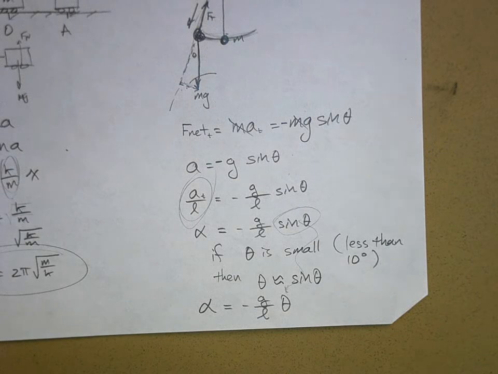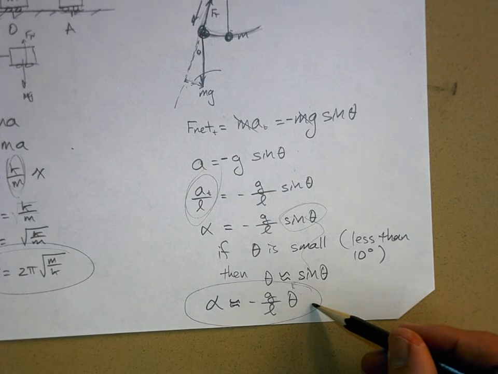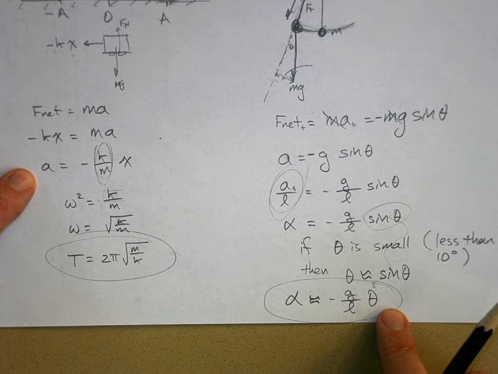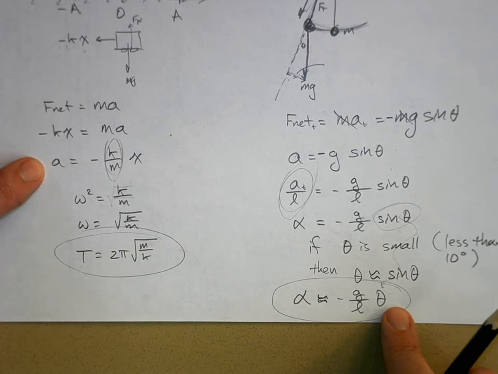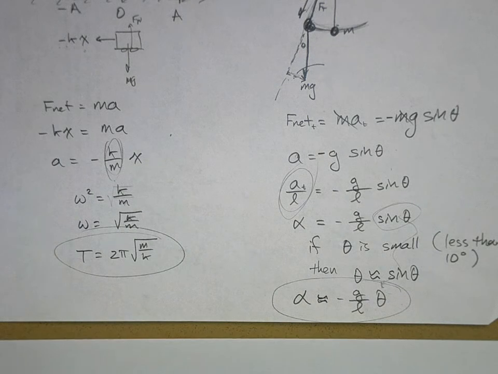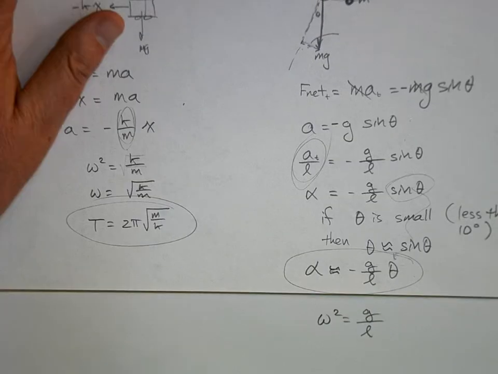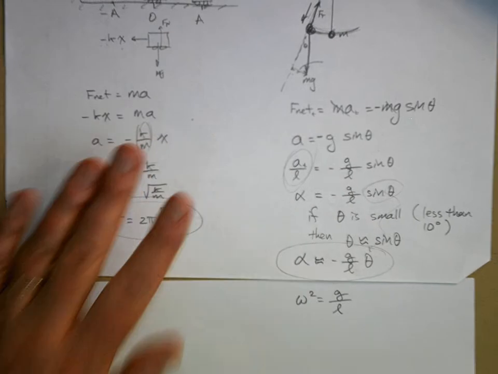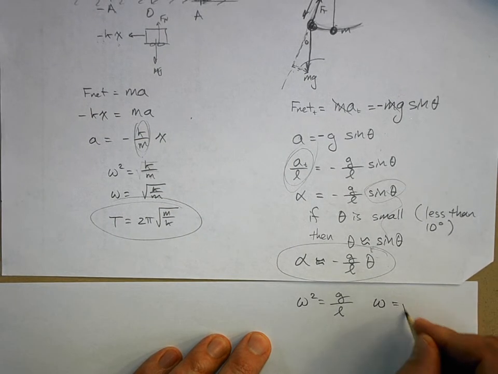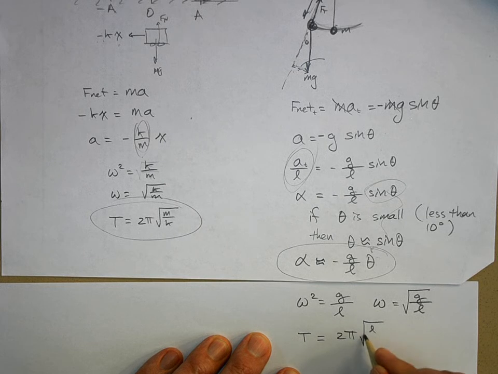Now, theta has to be in radians. This only works for radians. But look at this. Well, this should be approximately equal to that if the angle is really small. Well, look at this. This has the same mathematical structure as this. So therefore, it approximates simple harmonic motion. And what's the angular frequency? Well, the angular frequency squared is equal to g over L. This means that omega is equal to the square root of g over L, which means that the period is equal to 2 pi times the square root of L over g.